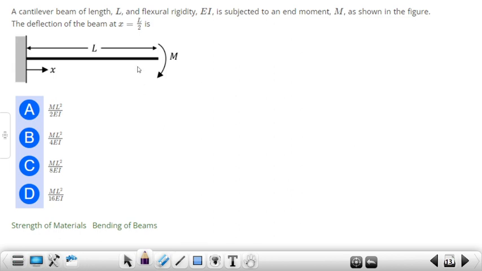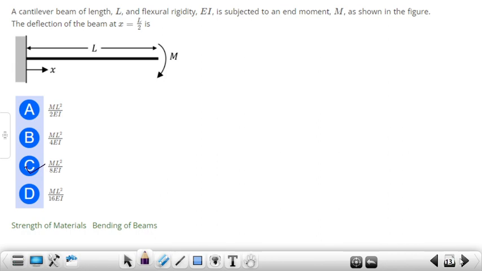Next question, a cantilever beam of length L and flexural rigidity EI subjected to an end moment M as shown in the figure. The deflection of the beam at x equal to L by 2 is equal to M L square by 8 EI, and C is the correct answer.